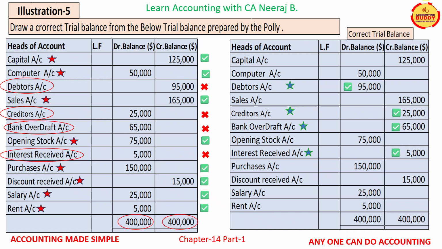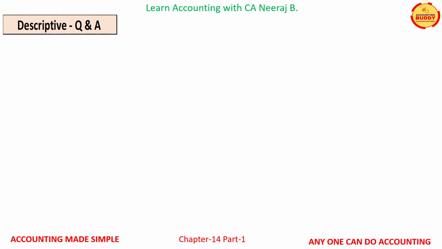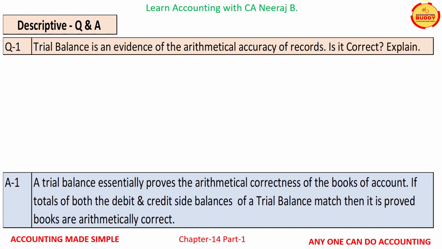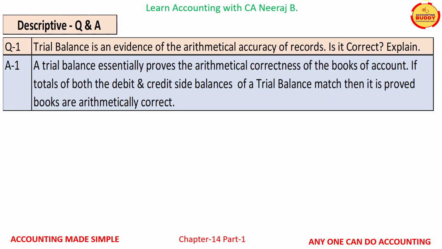Now the total of the debit and the credit columns is still matching after the correct classification of all the accounts. In this section, we will answer few descriptive type questions. Question number 1 is, trial balance is an evidence of the arithmetical accuracy of records. Is it correct? Explain. The answer is, a trial balance essentially proves the arithmetical correctness of the books of account.